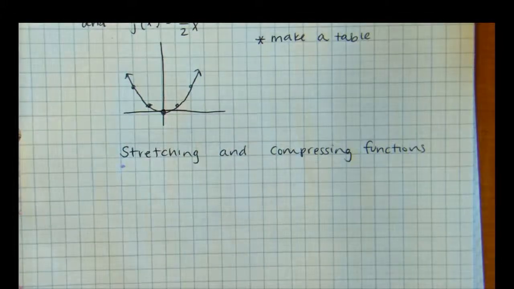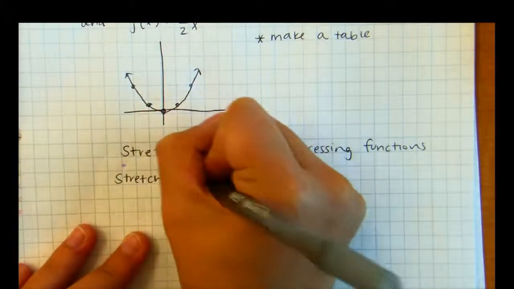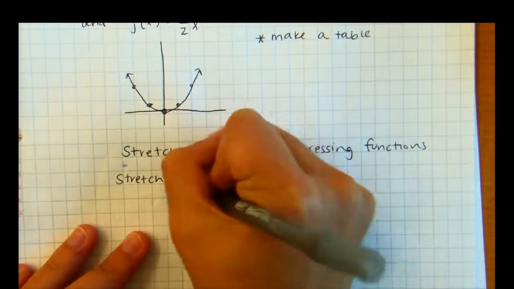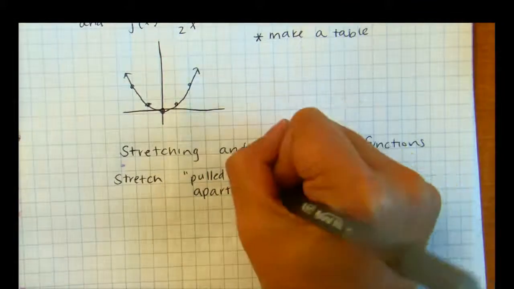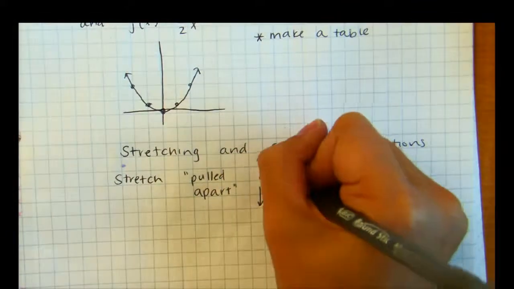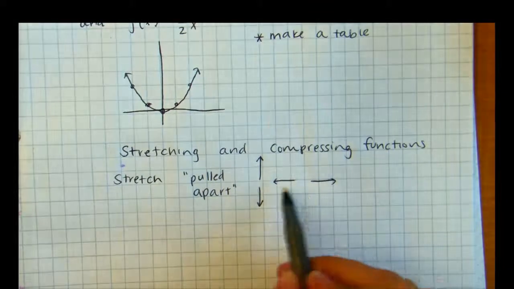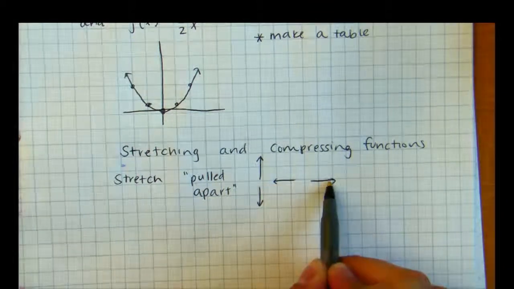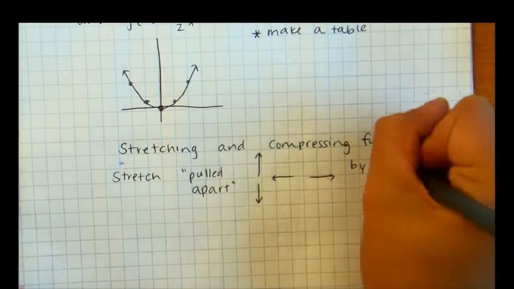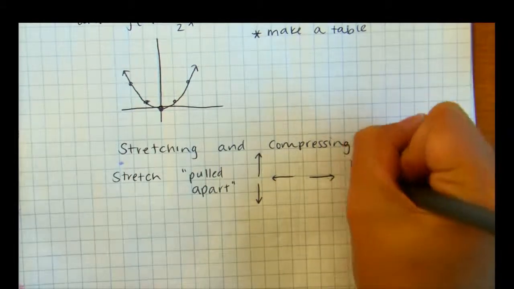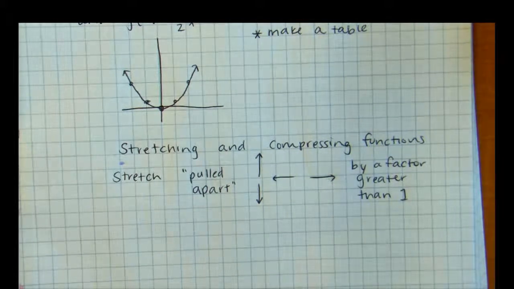Stretching and compressing functions. So when we stretch a function, it's being pulled apart. So it's either being pulled apart vertically or horizontally. It's being stretched out to become taller or stretched out to become wider. And when we're stretching our parent functions, this is by a factor greater than 1.